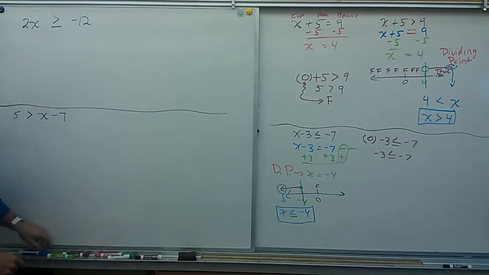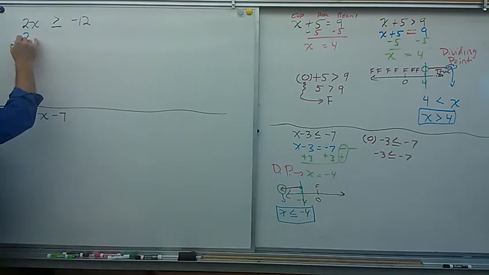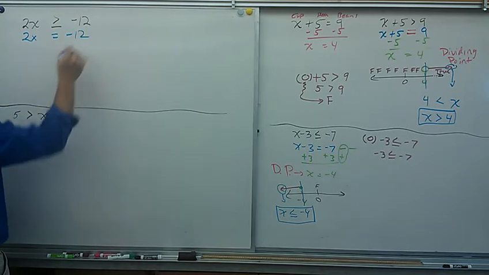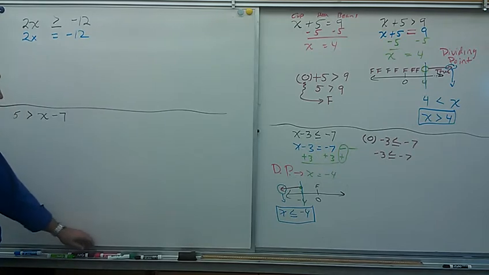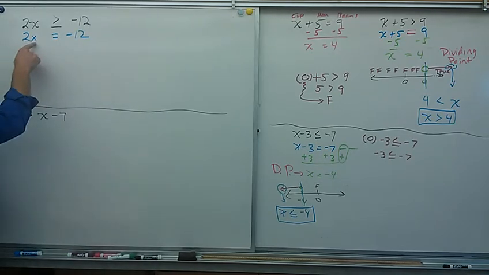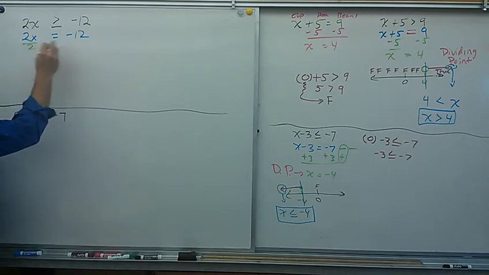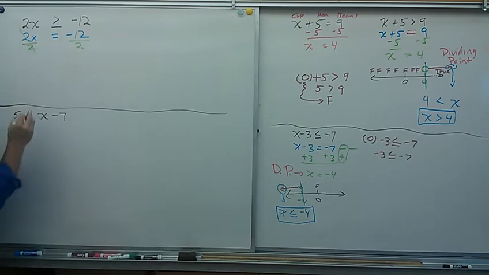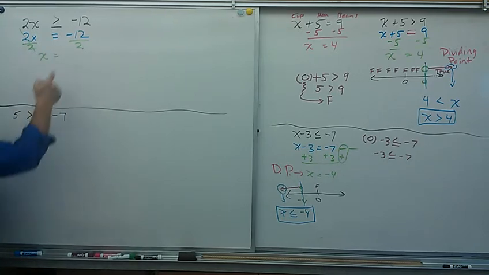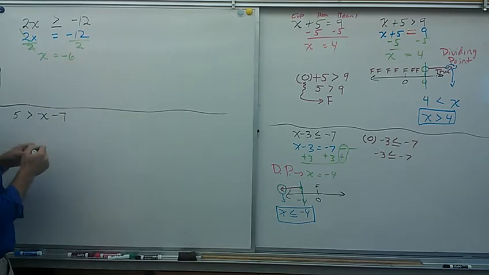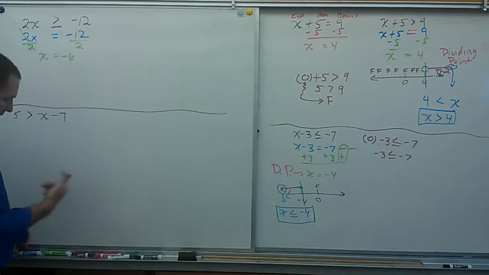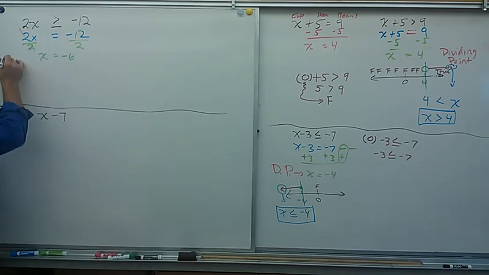So again, first thing that we're going to do is rewrite it so that it has an equal sign. So 2x equals negative 12. And for this one, we need to do the opposite operation, find our dividing point. Here we're multiplying. The opposite of multiplication is division. So I divide both sides by 2. That simplifies out, and I'm left with x equals. And then these signs are different. When the signs are different, the answer is negative. And that's negative 6. And so that's now my dividing point.